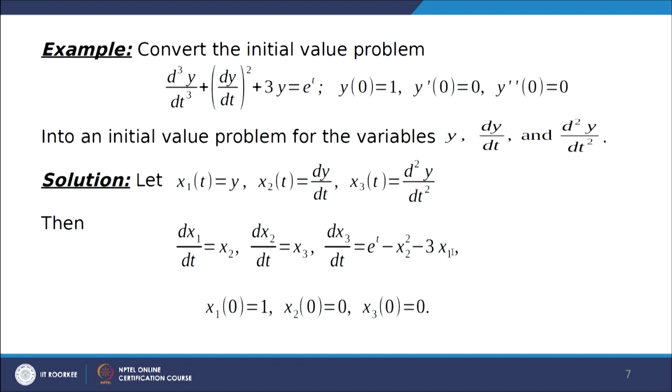Now, y at 0 is given equal to 1. You can see x_1(t) is equal to y. So, at t equal to 0, y is equal to 1, therefore x_1(0) equal to 1. At t equal to 0, dy/dt is equal to 0, so x_2(0) is equal to 0, and at t equal to 0, d^2y/dt^2 is equal to 0, so x_3(0) equal to 0. So, the given initial value problem is converted into a system of first order differential equations with the initial conditions x_1(0) equal to 1, x_2(0) equal to 0, x_3(0) equal to 0.